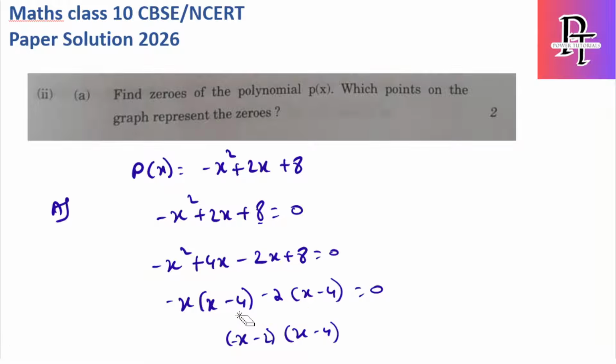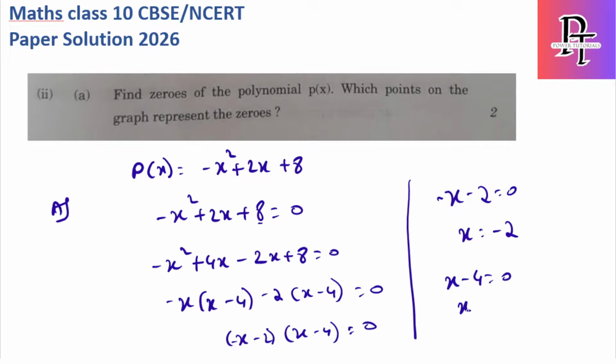This explanation I have written, no need to write this arrow. Okay, x minus 4 is equal to 0. So I got the x values as x plus 2 is equal to 0, so the x value is minus 2, and here x minus 4 is equal to 0, so x value is 4. Therefore zeros are minus 2 comma 4.